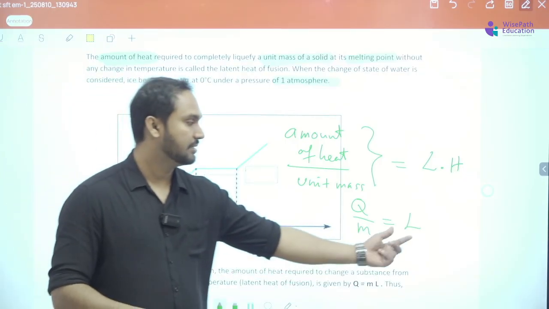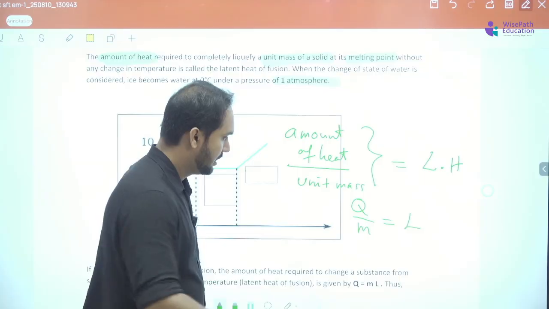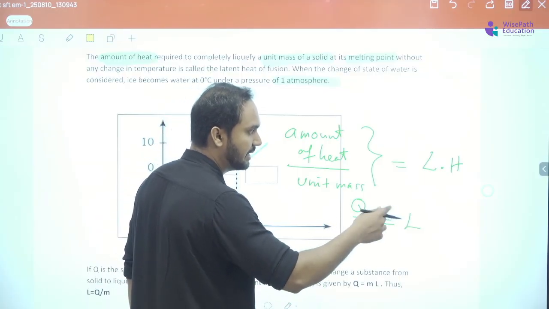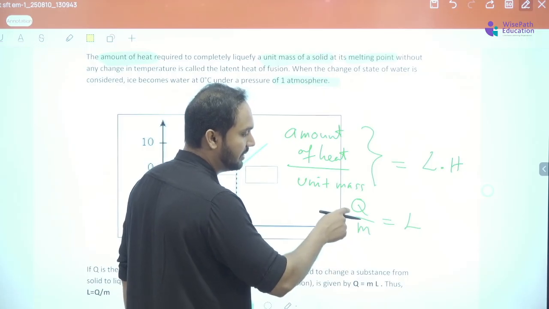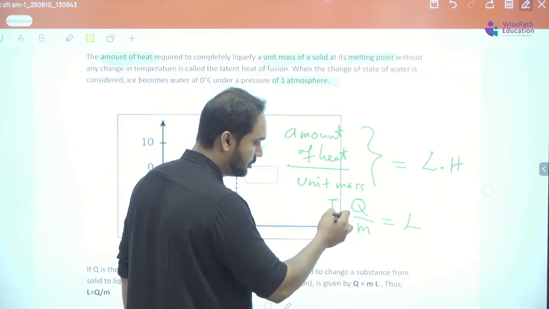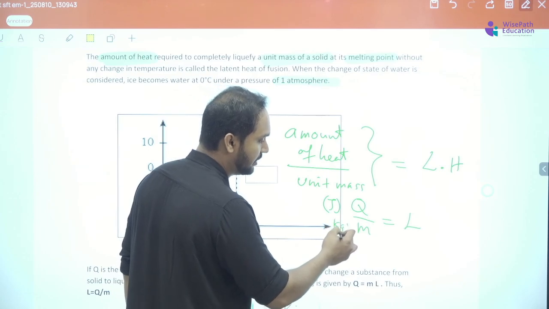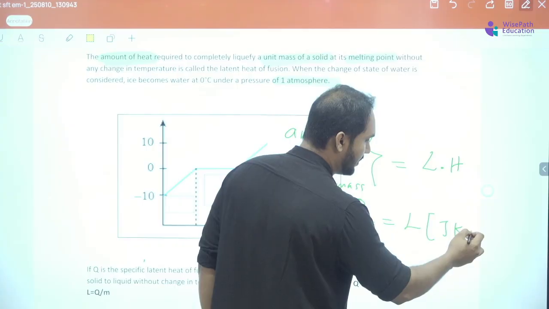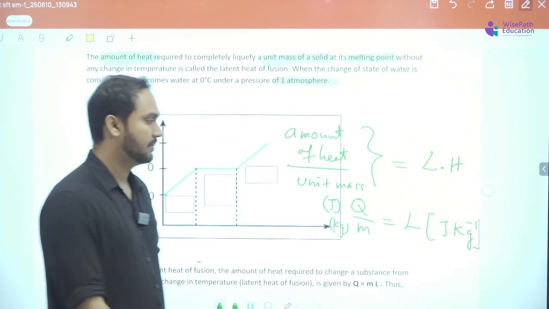Now the latent heat is what? Q over M. Now this is specific latent heat, right? Specific latent heat units. Q is measured in joules and the mass is measured in kilograms, and the units will be joules per kilogram, isn't it? That is joules per kilogram, right?